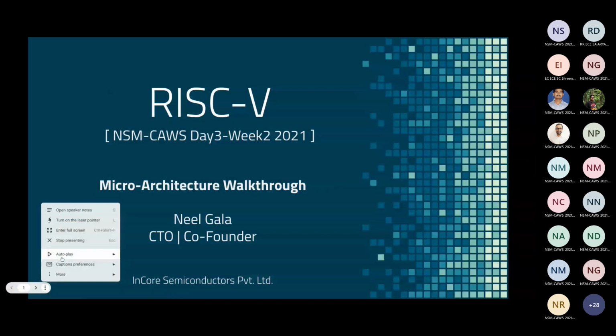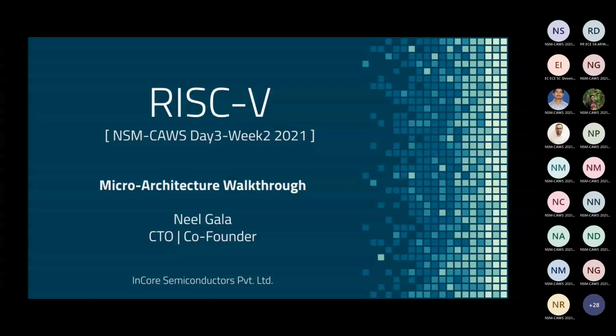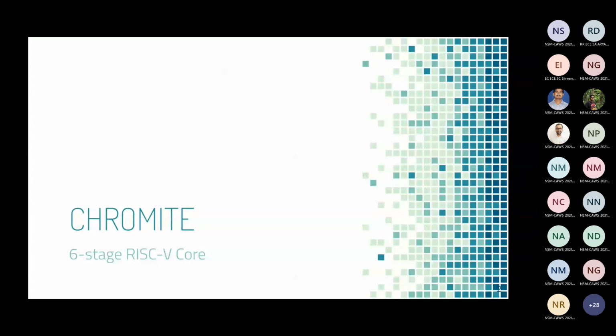Okay, so what we're going to do now in the next 1 hour is a microarchitecture walkthrough of what we call the Chromite Core. The Chromite Core is basically an open source RISC-V core that we built at Encore. This is based out of the Shakti processor called the C class, right?